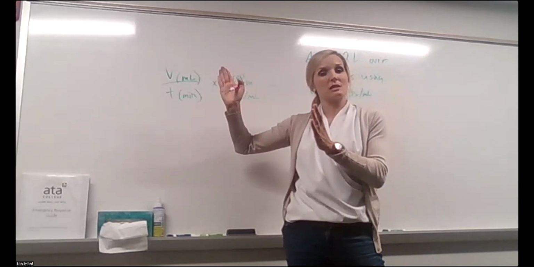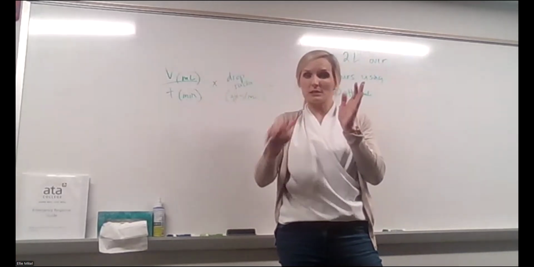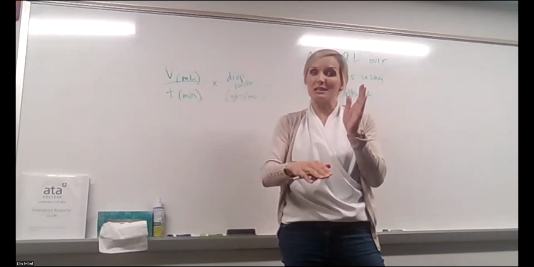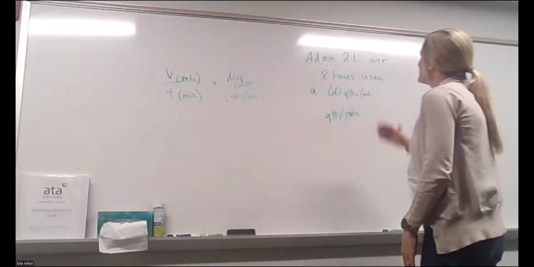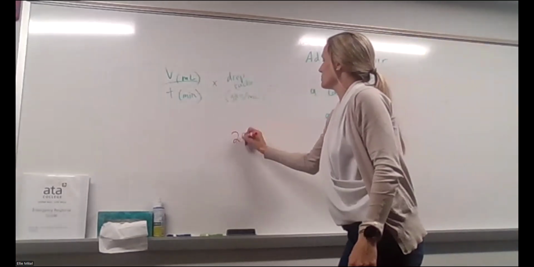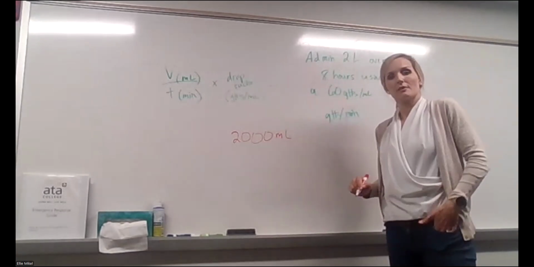If you're using your metric chart, that's 3 places to the right. Or for the stair step method individuals, that's base to milli. So that's times 1,000. Either way, 2 liters is the same thing as 2,000 milliliters. So that's what I'm going to use in this equation.